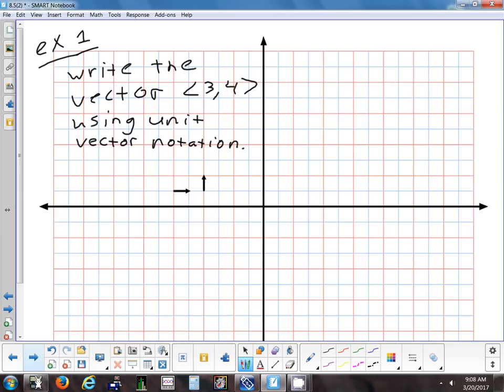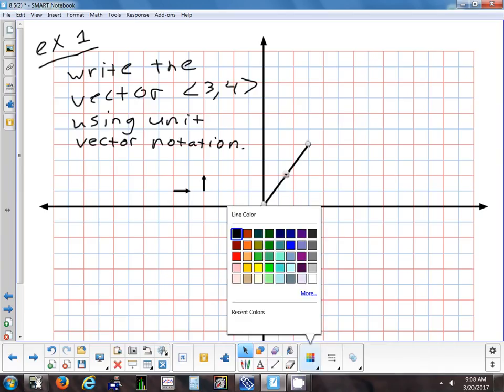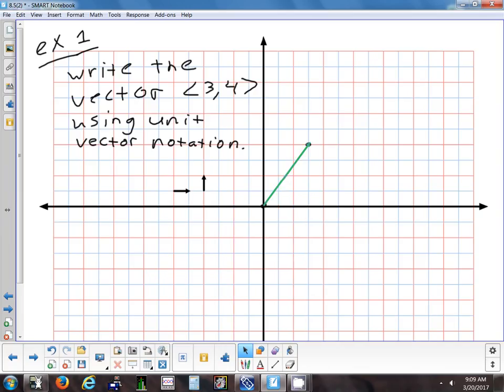So what that means is I'm going to start at the origin. And what's the name of the vector if I start at the origin? Position. I'm drawing a position vector. I'm going to go 3 right and 4 up. I'm going to draw that vector, and I'll put that in a different color so it stands out from what we're doing. Okay, so that's the vector 3, 4.